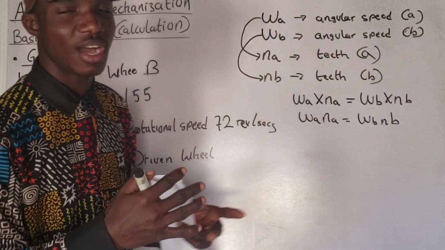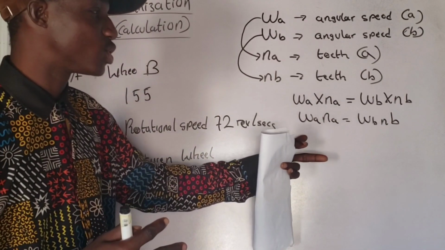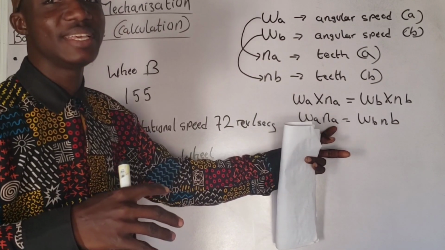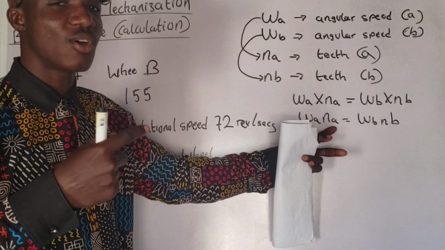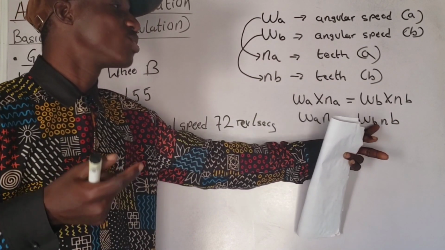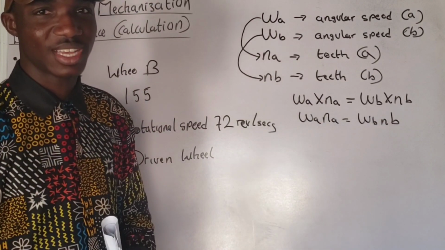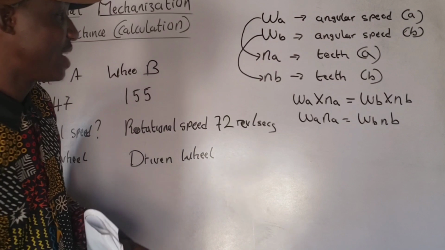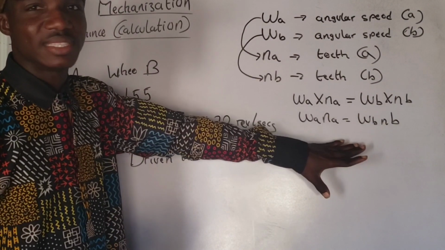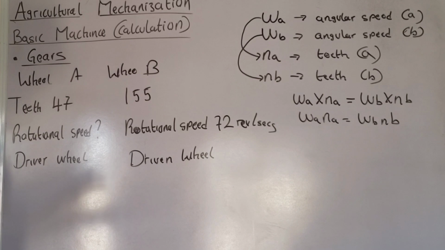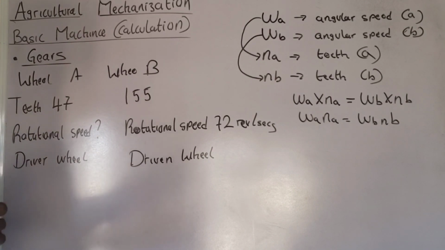So that makes the formula true. The product of the angular velocity of wheel A multiplied by the number of teeth of gear A equals the product of the angular speed of wheel B multiplied by the number of teeth of wheel B. Do you understand? That's simple. Okay. Now, since we know that this formula is true, how do we determine the rotational speed of wheel B? Rotational speed is also known as angular speed.